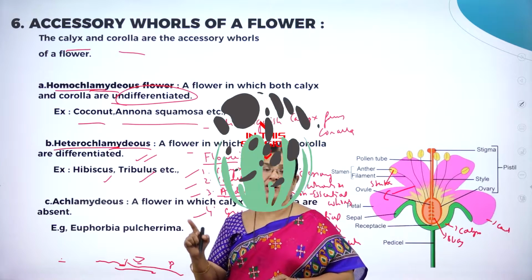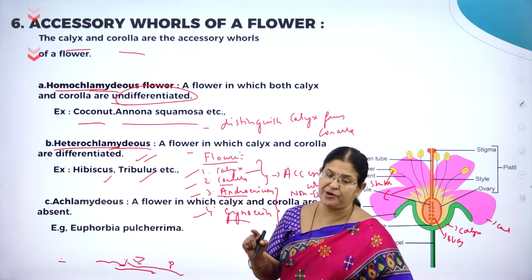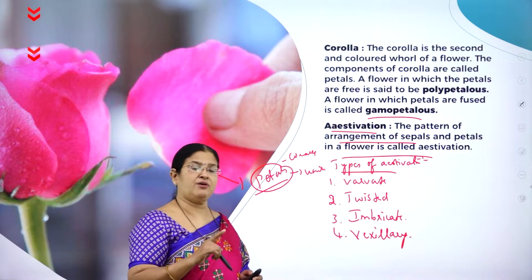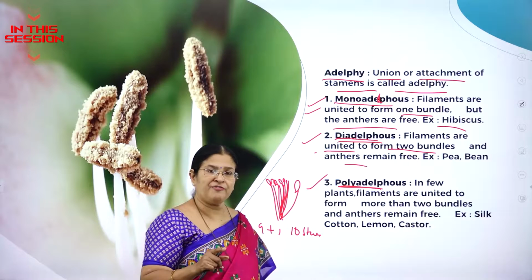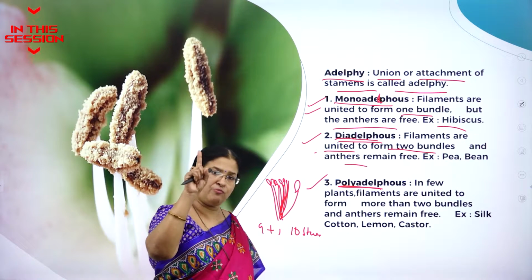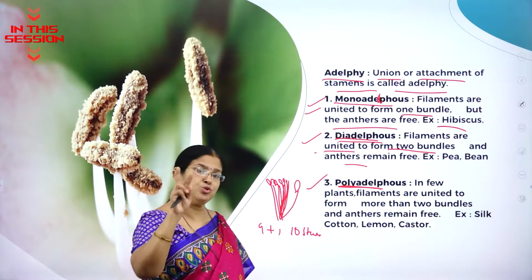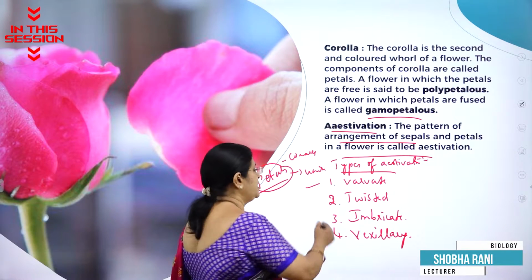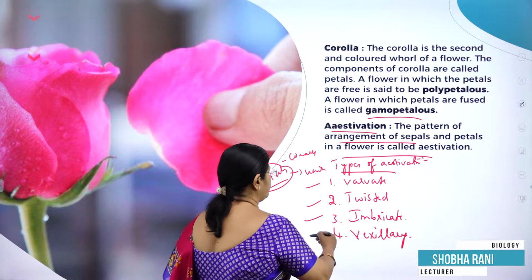Calyx and corolla are called accessory whorls because they indirectly take part in the process of reproduction. What are the types of estivation? What is estivation? It is the pattern of arrangement of sepals and petals with respect to each other. Monoadelphous means all the stamens are united to form one bundle. Diadelphous means the stamens are united to form two bundles. What are the types of estivation? First one is called valvate estivation, second one is called twisted estivation, third one is called imbricate estivation, and the fourth one is called vexillary estivation.